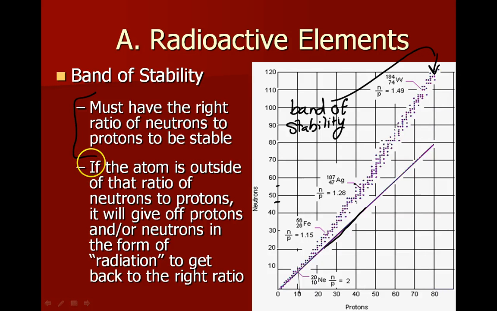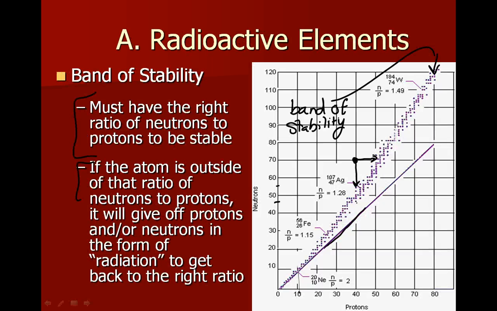If an atom is outside of that neutron to proton ratio, for example, let's go with silver again. If you had a ratio like this, 40 protons and 70 neutrons, that would be unstable, and we call that a radioactive isotope. It will give off neutrons or protons as radiation, which we'll talk about in a minute, in order to get back to the right ratio. So in this case, maybe it would give off some neutrons, so it ends up back here, or maybe it would give off some protons or gain protons to get over here.